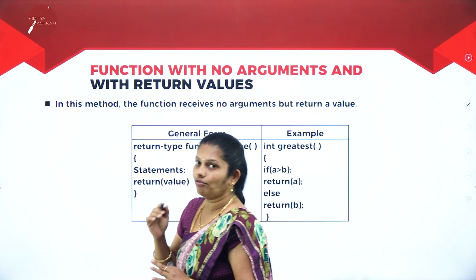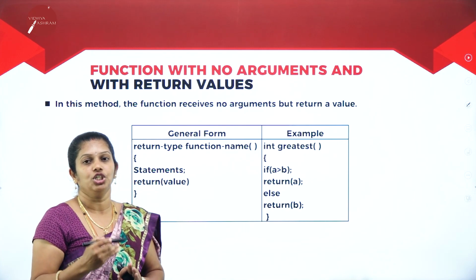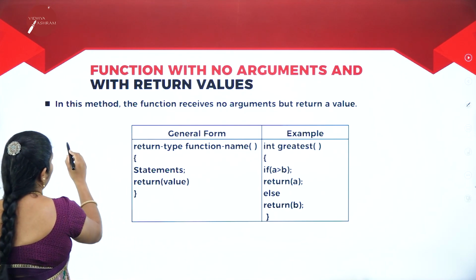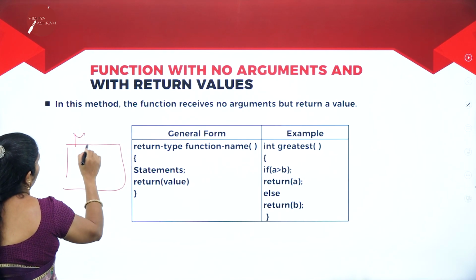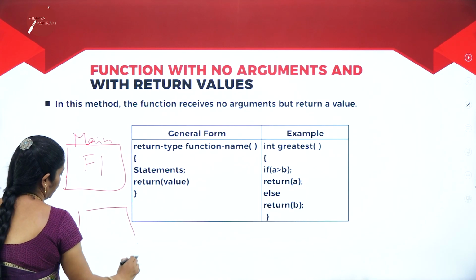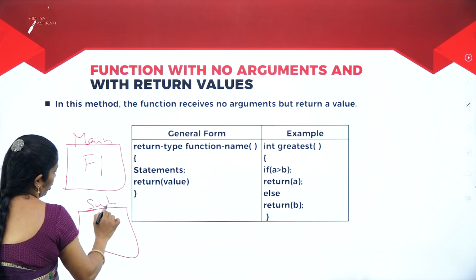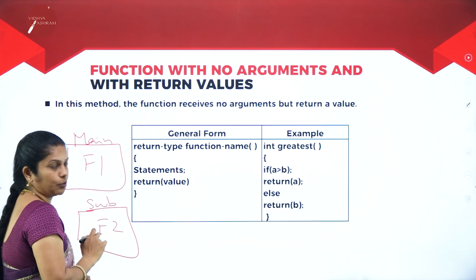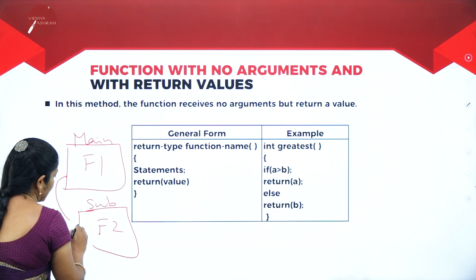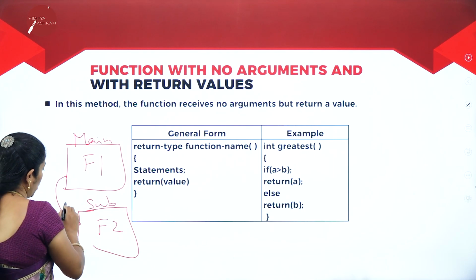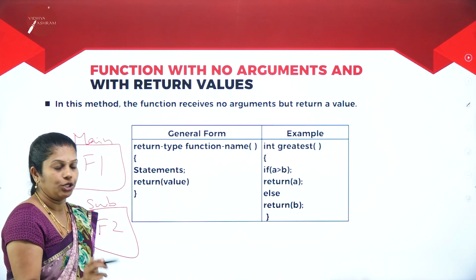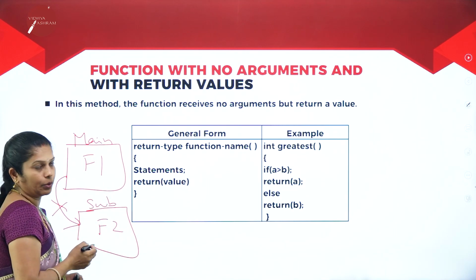It means that after calculation in the function 2, it will generate the result to the main program here. For example, we have one main program, which I'm going to call function 1, and one more program called the subprogram, which I'm going to call function 2. Functions with no arguments means no values are passing. There are no values passing from function 1 to function 2, or from main program to subprogram.